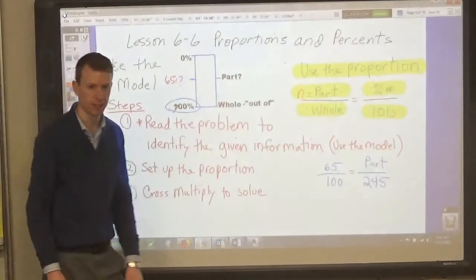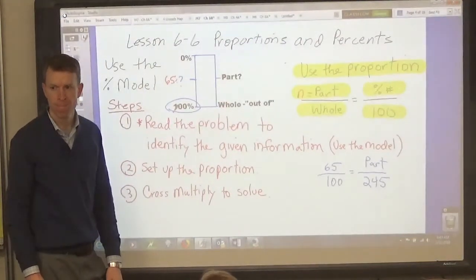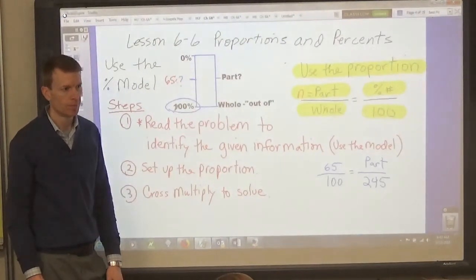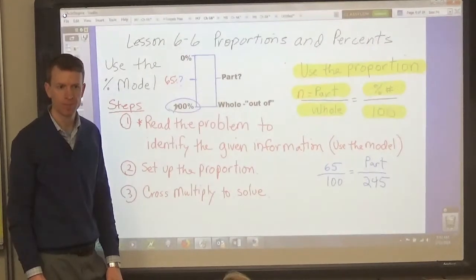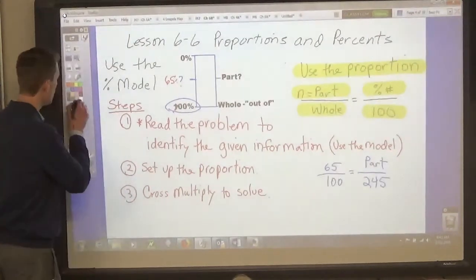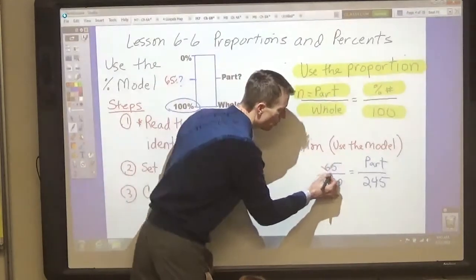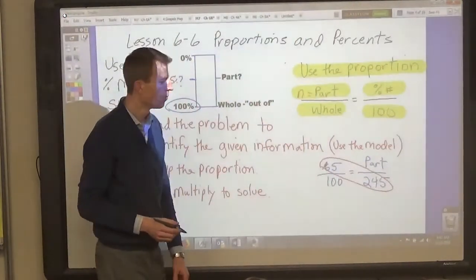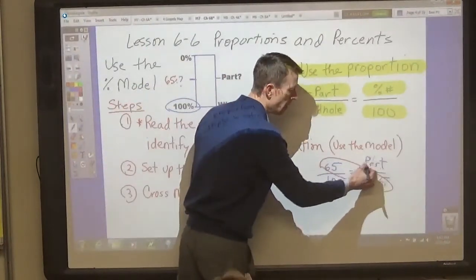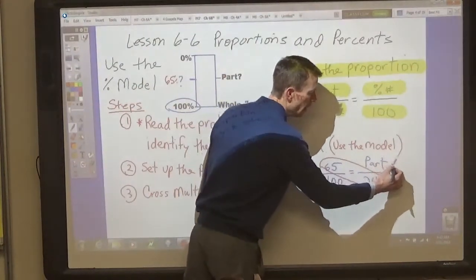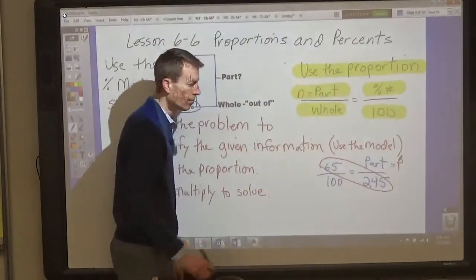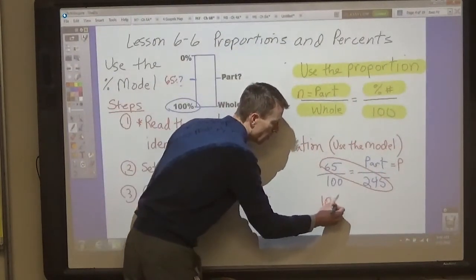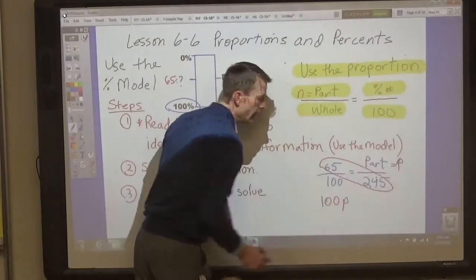How do we solve this? How do you solve a proportion? Maya? You do 245 times 65. Yep, do 245 times 65. Write the answer. And do 100 times the part. Or we can use P for part. 100 times P is 100P.